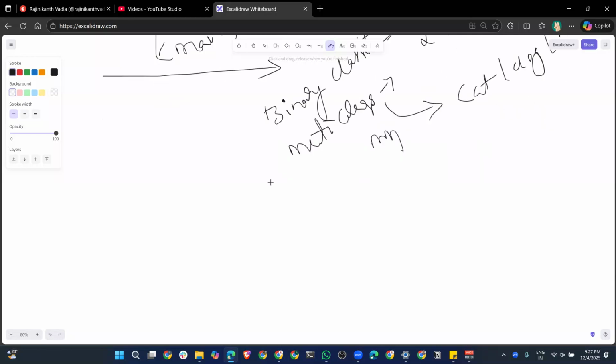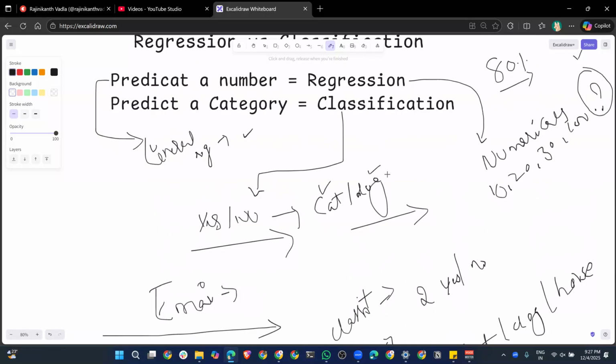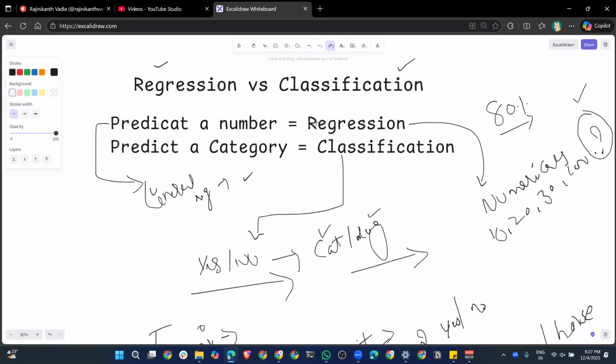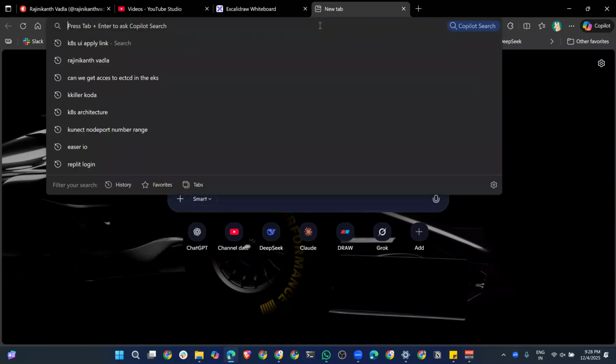There are some algorithms, as we discussed in the last class, like logistic regression, decision tree, random forest, SVM, KNN, deep learning. All of these come into the classification side. So this is about it. And to understand it more, let's go to Google Colab.